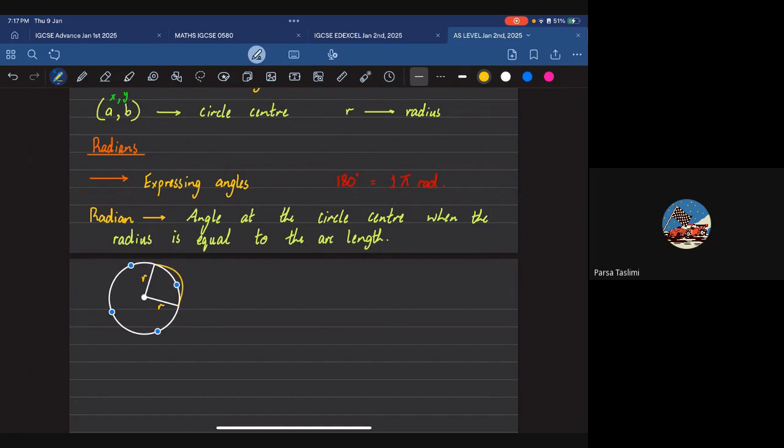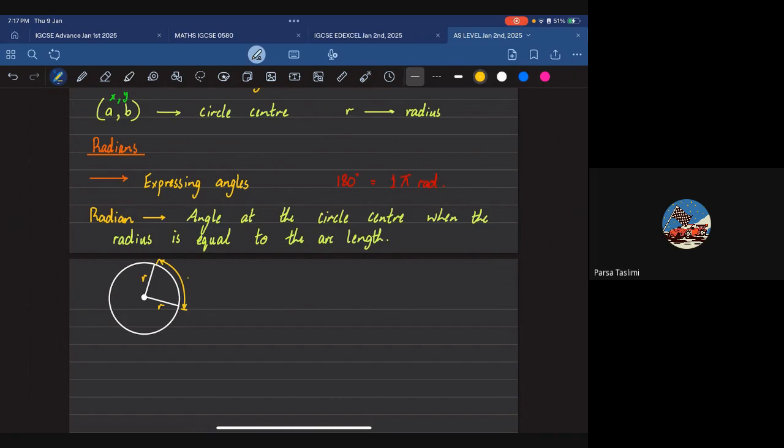When you want to find the area of a sector or the arc length, you use pi. And if you want to convert from degrees to radians, you multiply by pi over 180. Yes, that's how you're going to do it.